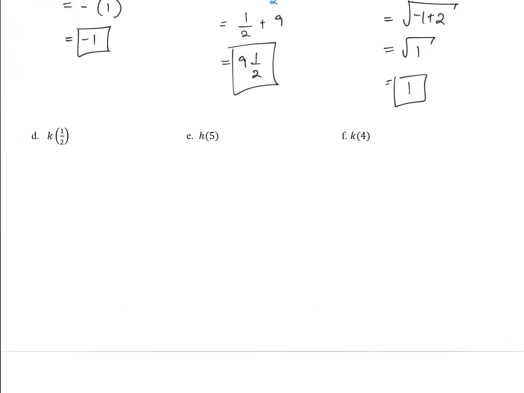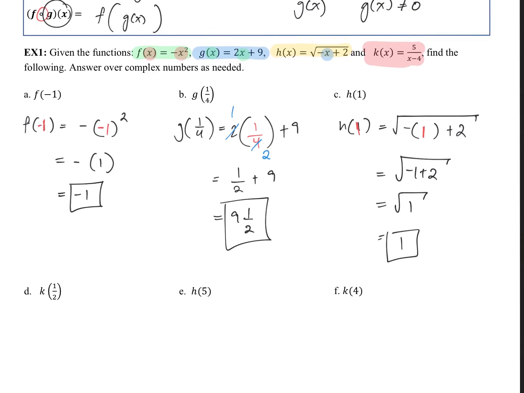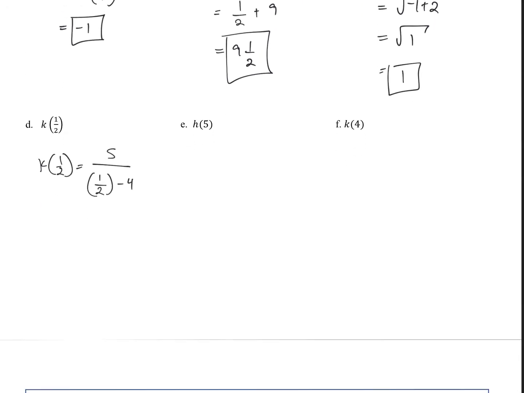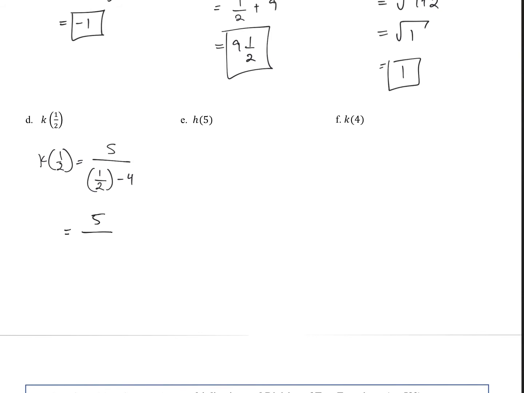Next we have k of 1/2. And what is the k function? K is 5 over x plus 4, and that's my x value there. So we're going to replace that with 1/2. So k of 1/2 is going to equal 5 over, and we're replacing the x with 1/2 minus 4. Interesting. So we have 5 over, let's see, 1/2 minus 4. I have to create the same denominator here. So multiply by 2 and 2, so that's going to be 1 minus 8 over 2. Which will be 5 over negative 7 over 2.